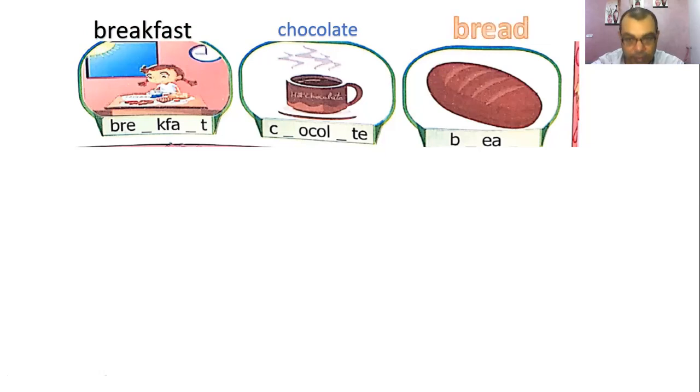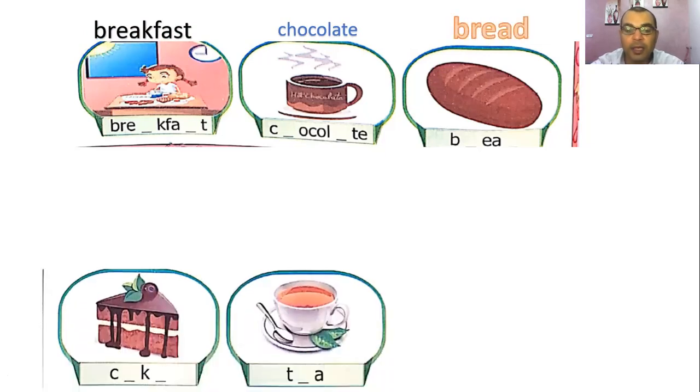Now, let's have a simple exercise. I need you to guess the missing letters here. Breakfast, okay? And here, chocolate, CH. Remember that CH is pronounced CH in English. And here's bread, okay? And here's cake, and here's tea, okay?